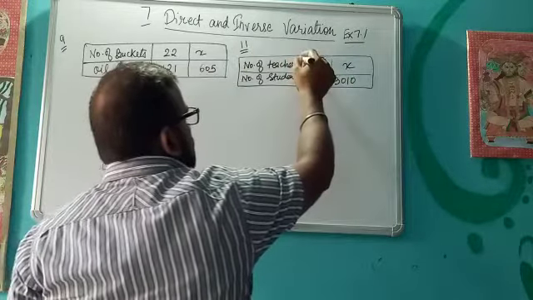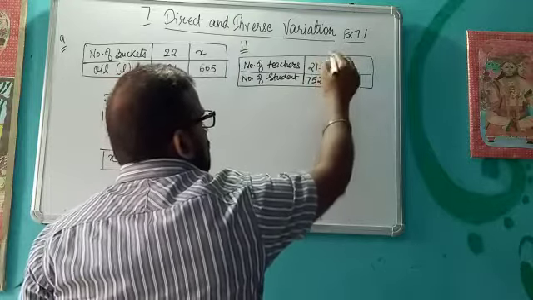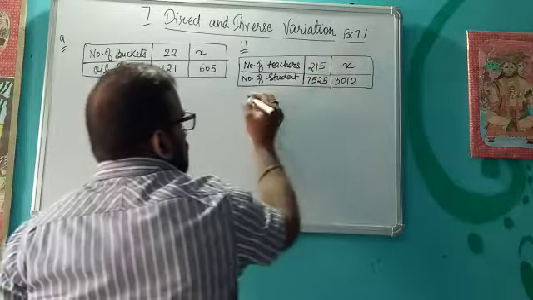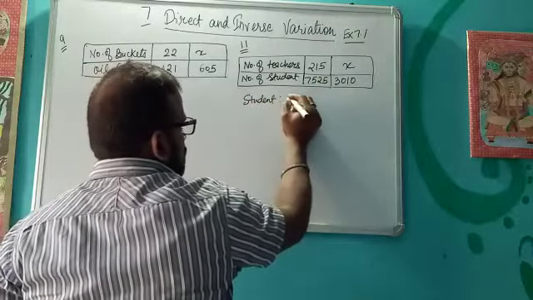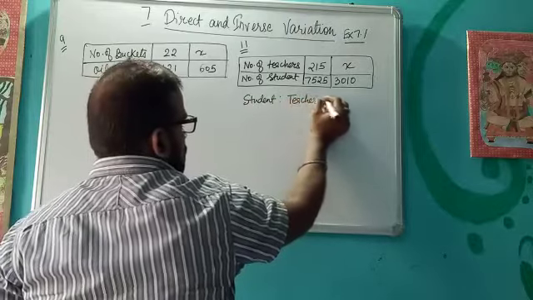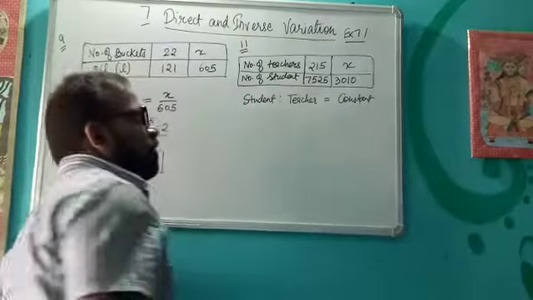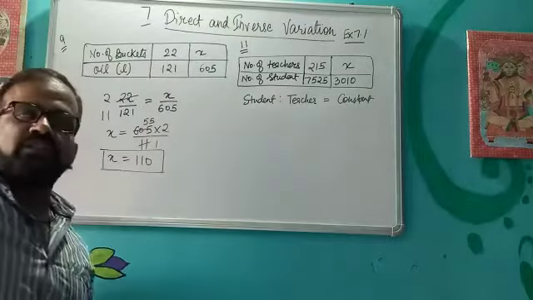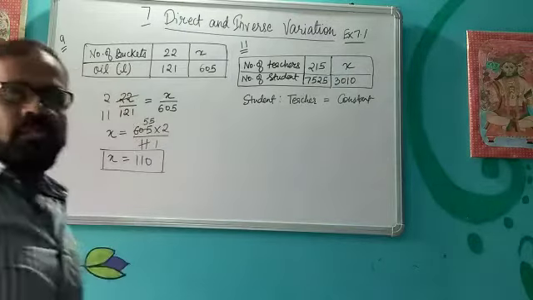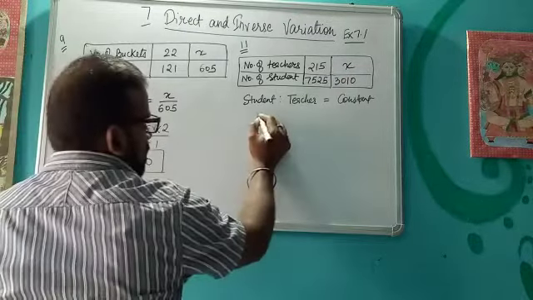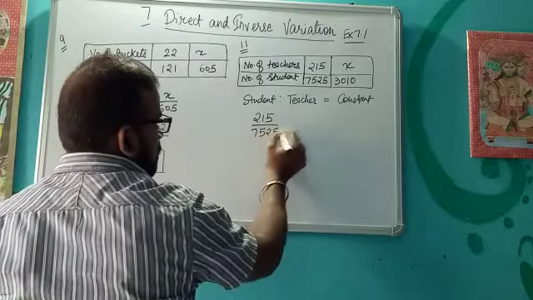And what is given? It is given that student to teacher ratio is constant. That means if number of students increases, number of teachers increases. If number of students decreases, then number of teachers also decreases. So again it is our direct variation question. It will be like this.